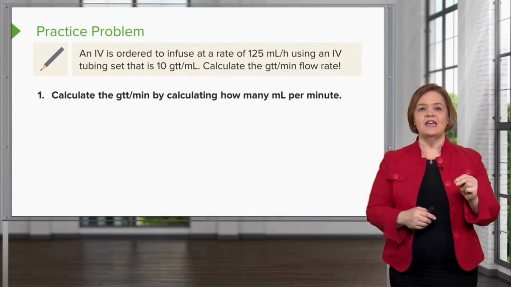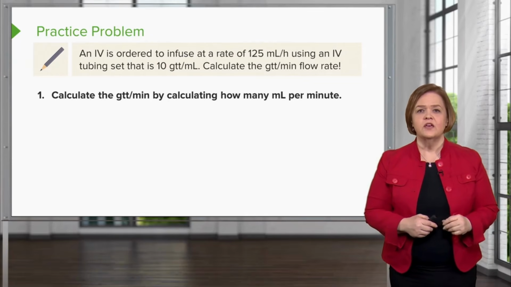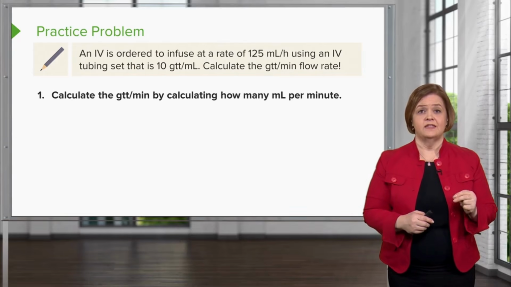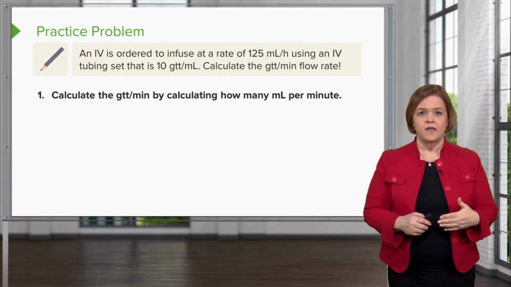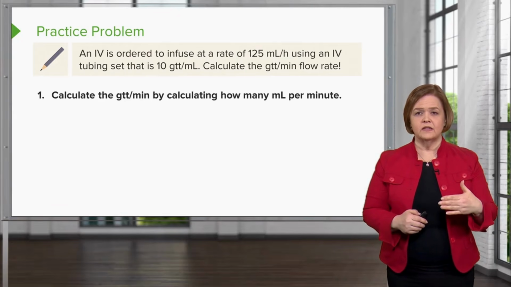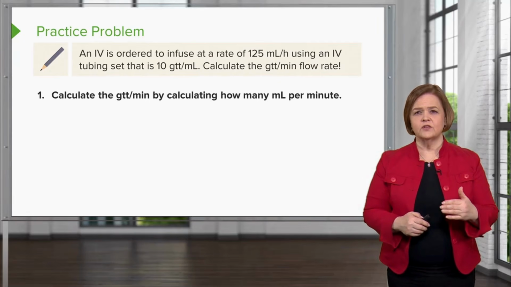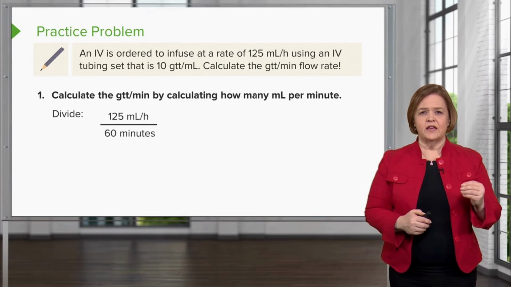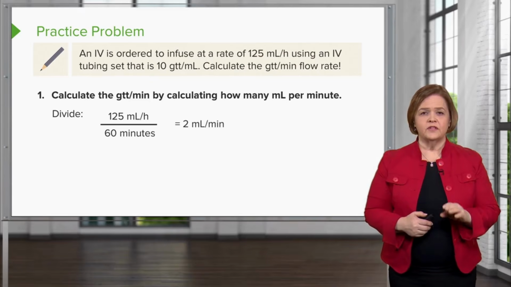Okay, so we've got an IV ordered to infuse at a rate of 125 mils an hour using an IV tubing set that is 10 drops, GTT, per milliliter. Calculate the drip rate, the flow rate. Okay, so we're going to calculate the drips per minute by calculating how many milliliters per minute. It's telling us 125 milliliters an hour. Well, let's divide 125 by 60. So we're going to come up with roughly 2.